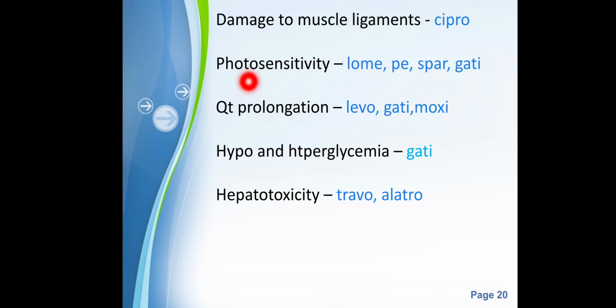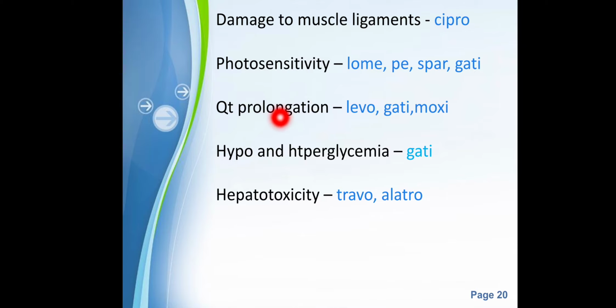Why does that occur? Because the metabolites of this drug which are inside the blood, when exposed to UV light, will undergo some chemical changes in the presence of UV light, and that will generate some chemicals which will cause that reaction. So that is known as photosensitivity or allergy to sunlight, but it is only in the presence of that drug. The same person without that drug will not have that reaction in sunlight. So that is photosensitivity. Lomefloxacin, pefloxacin, and gatifloxacin are responsible for it.